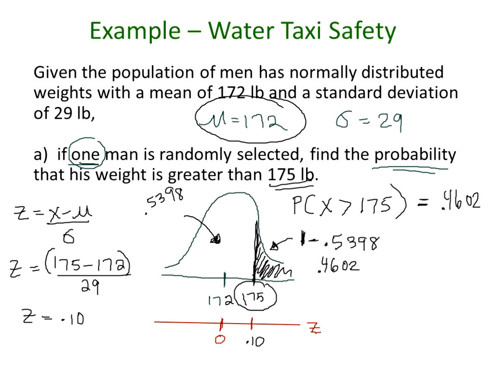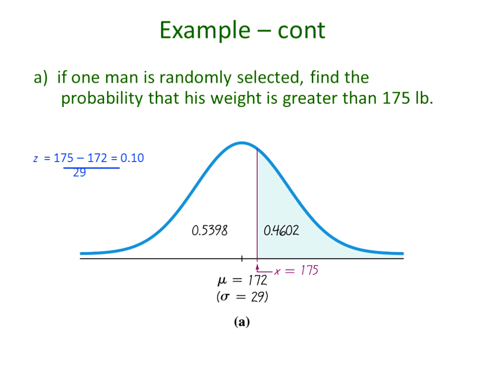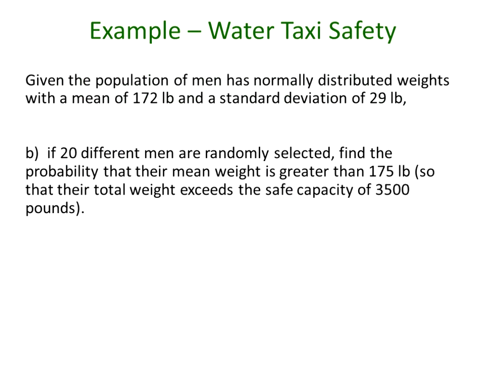Now with the central limit theorem, let me go ahead and show you how we would do a similar problem. Okay, so look at how the question is now phrased. Given a population of men, we know that weights are normally distributed. The mean is 172. The standard deviation is 29. That hasn't changed. That's the same.